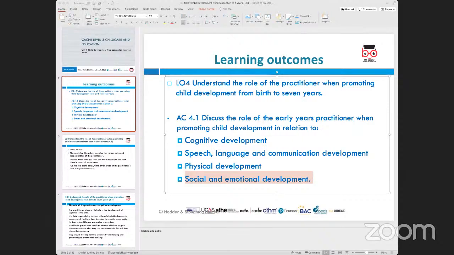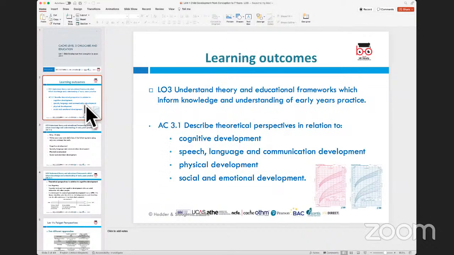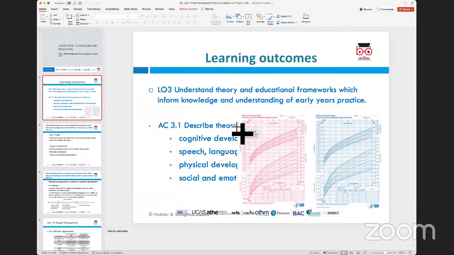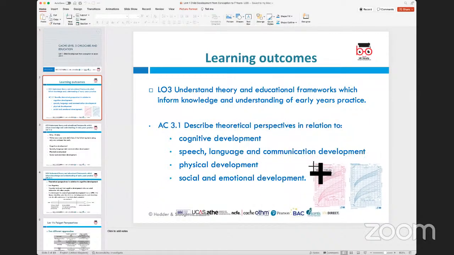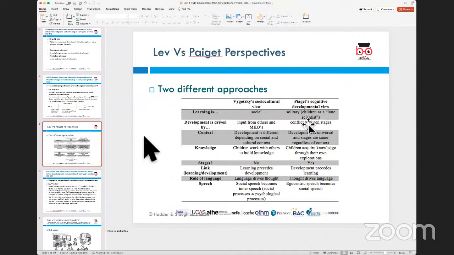So a revised version of this presentation has also been put up on Moodle. If I just very briefly bring it onto the screen, what I've done is added some visual features of why we look at these different theoretical perspectives. We discuss the chart for charting out physical growth, which is important, and differences between some of the various approaches which have been proposed.